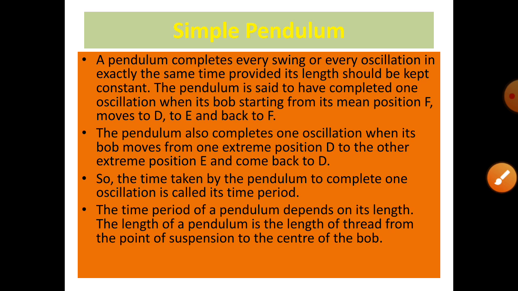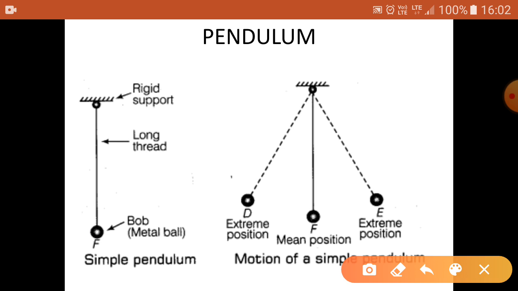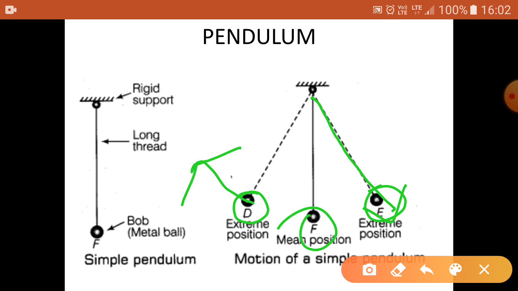Simple pendulum completes every swing or every oscillation in exactly the same time, provided its length is kept constant. If we change the length, then the time period will increase or decrease. For example, if you increase the length, then the time period will also increase. If you change the bob, its weight, the time period does not depend upon the weight of the bob.